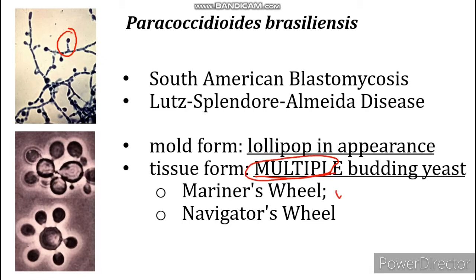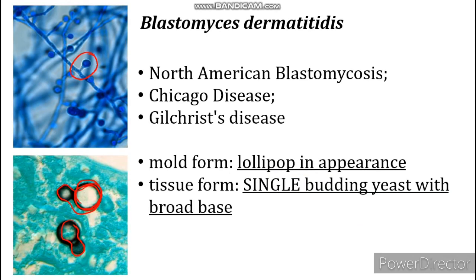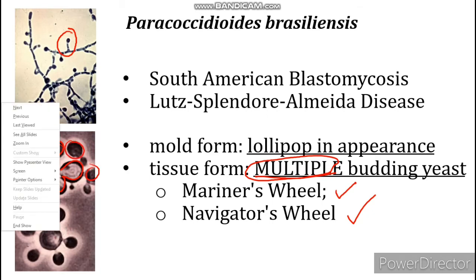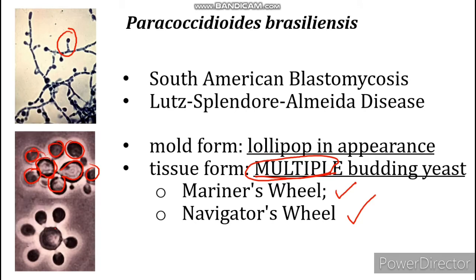So, what you call your mariner's wheel or navigator's wheel. Kung kanina, sa Blastomyces, it's only a formation of a single budding yeast. Kay Paracoccidioides, multiple yeast. So, meaning, ito lang, aside from this one, meron pa siya dito. So, madami. And then, notice that it's called mariner's wheel because yung, alam niyo yung ginagamit ng mga seaman na pang drive. Ayan, mukha siya nung manibela. Ayan.